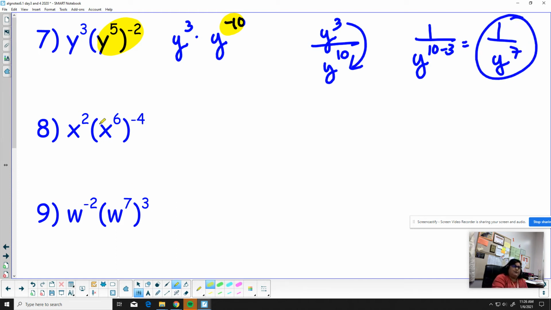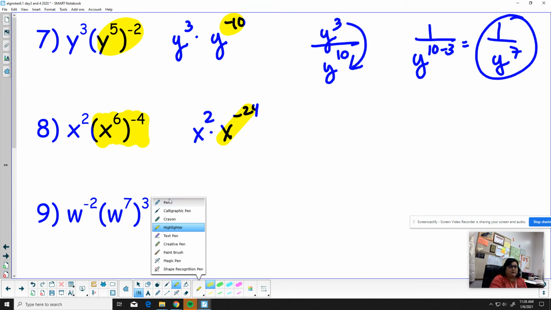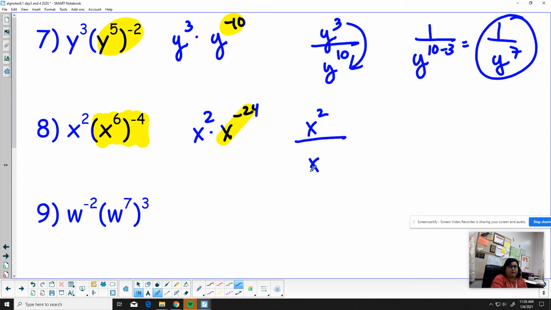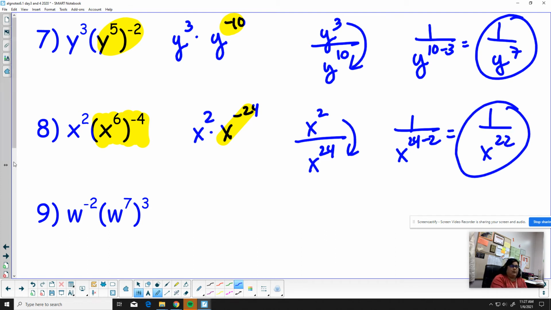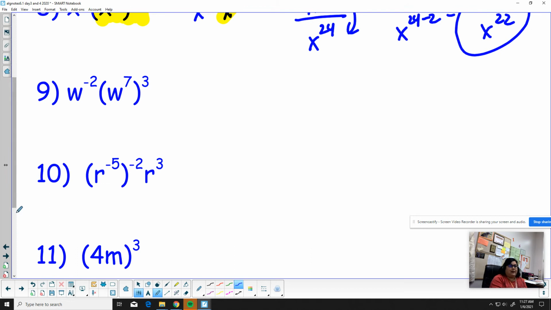Okay, so if we do that same thing, this would be power to a power right here. So that front one just gets copied because it's a multiply. That's x to the negative 24. So that one's unhappy. He's going to the denominator, to the opposite part of the fraction, to make it a happy exponent. And then it's a little division problem. So 1 over x to the 24 minus 2 is 1 over x to the 22.